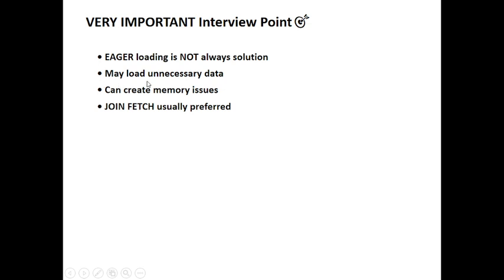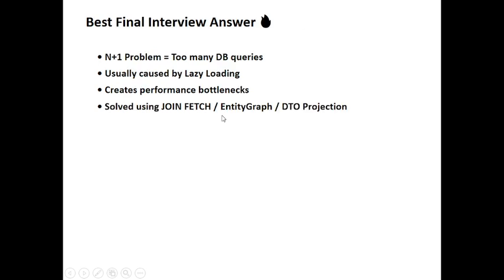So eager loading is not always a solution, as it may load unnecessary data. Many associations are there for one product. Suppose 5 associated entities are there. If you load the product along with the 5 associated entities, the complete data, it will create memory issues and the performance of the API will also be slow. So join fetch is usually preferred. The N+1 problem is too many DB queries, usually caused by lazy loading, and it creates a performance bottleneck. It is solved using join fetch, DTO projection, and entity graph.